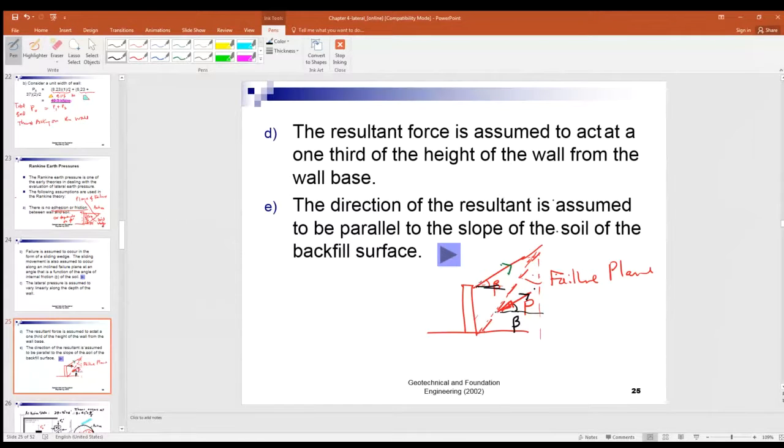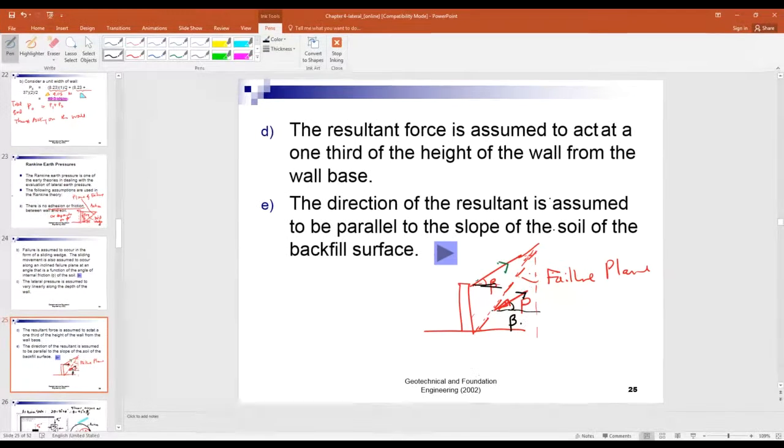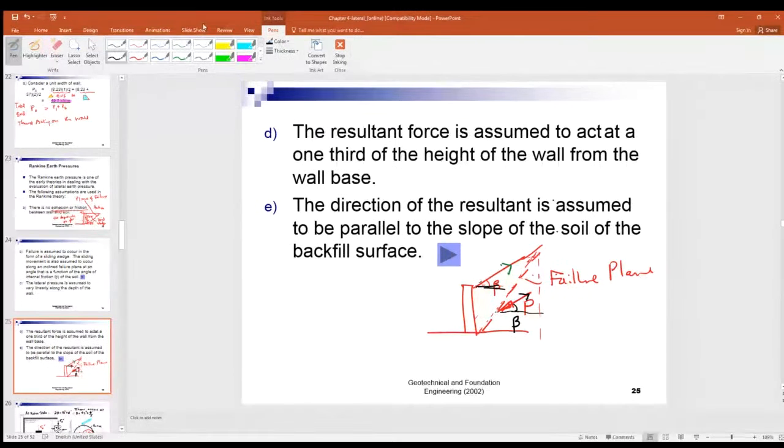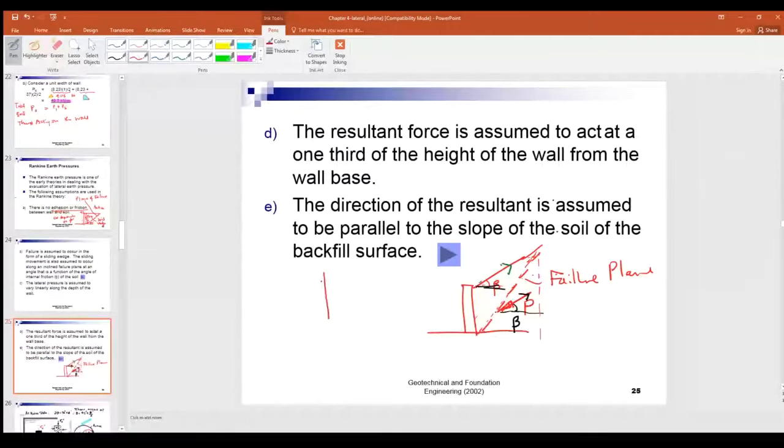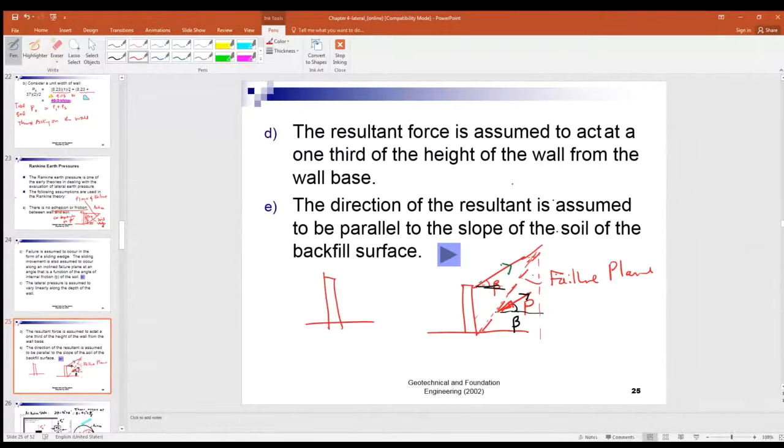So that is parallel, right? Parallel to the slope of the sloping surface. Well, that's sensible, right? If the ground surface is not sloping, it's parallel, right? Okay.